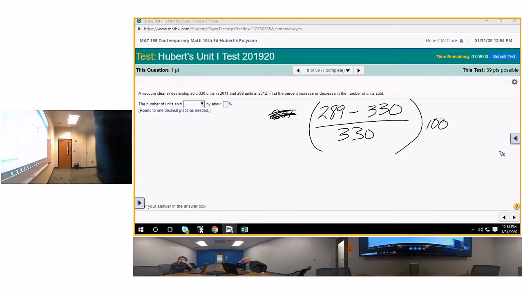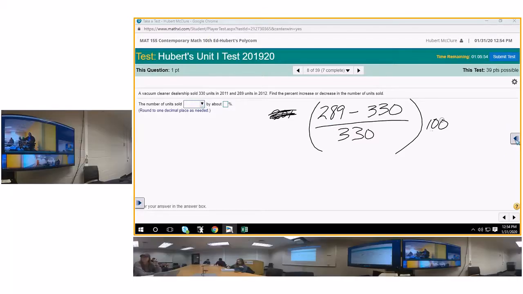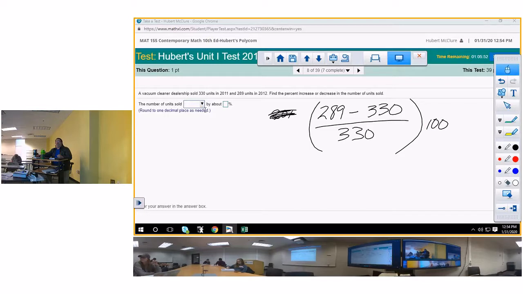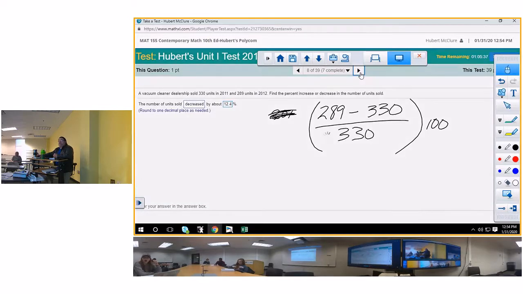Is it positive or negative? Negative. That means decrease. So we would put in decrease. Well, eventually we'll put in decrease. Decrease, and somebody give me the number. And it says round to 1 decimal place. That means the 10th. 12.4. Thank you. Appreciate the communication. Makes class go by a whole lot quicker.